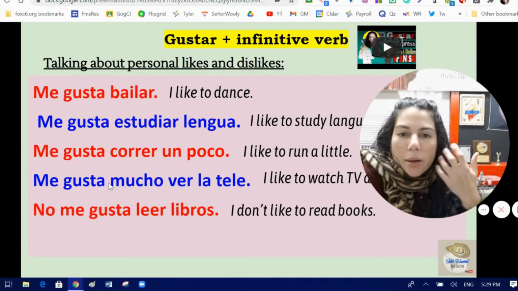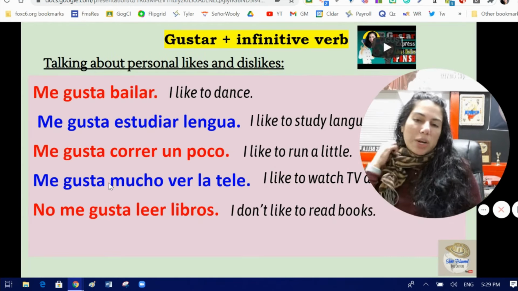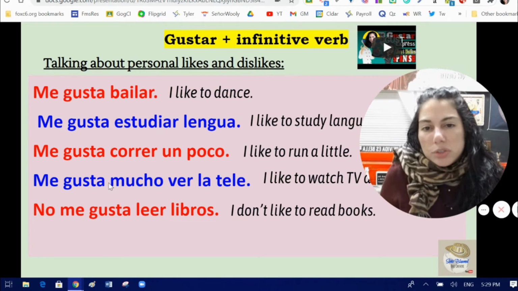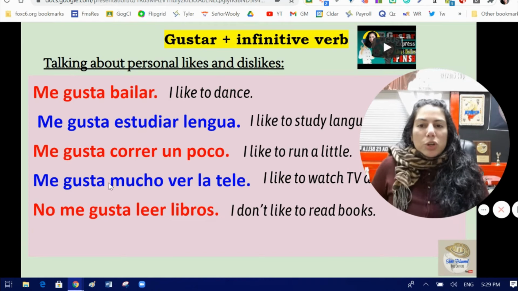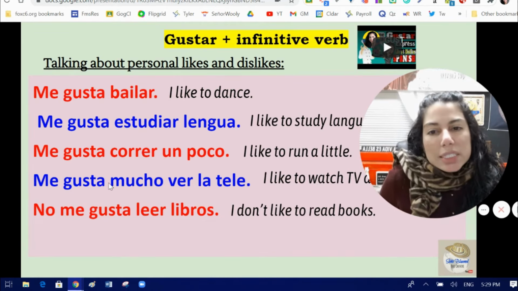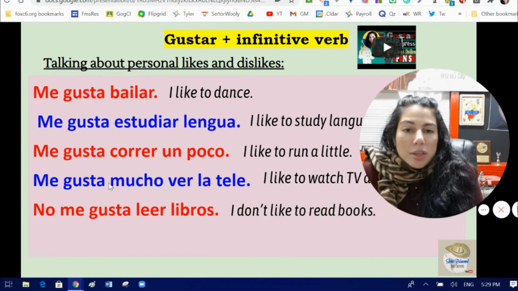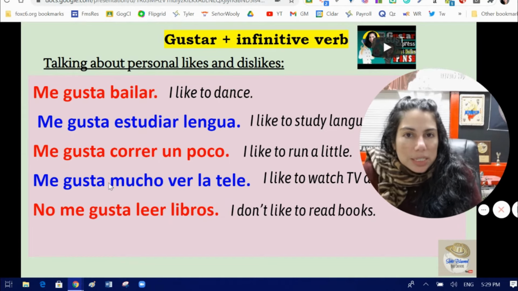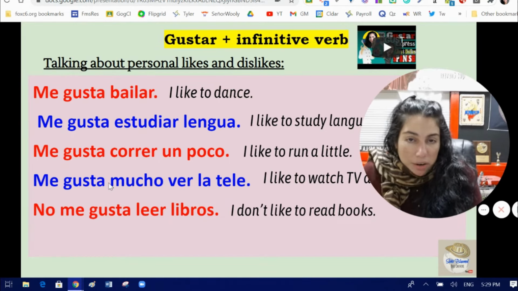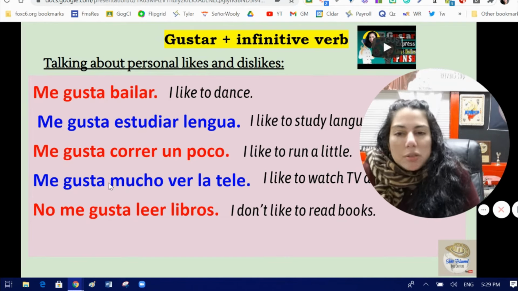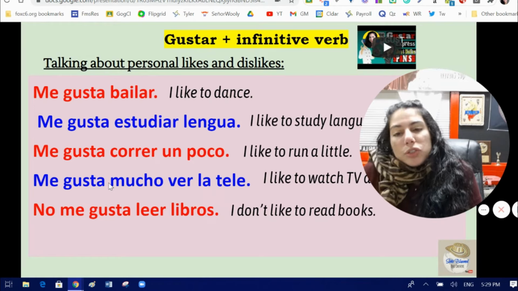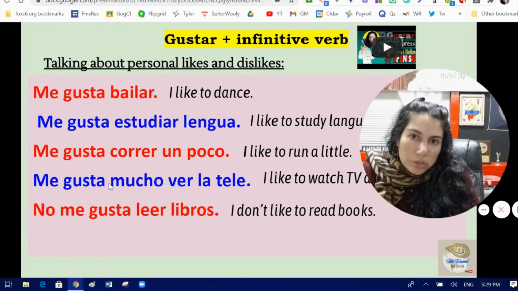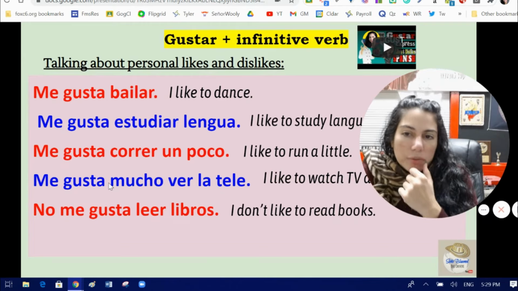So, for example, when you use gustar and you want to talk about something that you like to do, like you're using a verb, an action word, you're always going to use gustar plus the verb in the infinitive form. A verb in the infinitive form in Spanish is always going to end in either AR, ER, or IR. Those are the 3 endings of the verbs in Spanish. In English, the verbs in infinitive are like to dance, to eat, to run, to whatever. So it has that to in front.